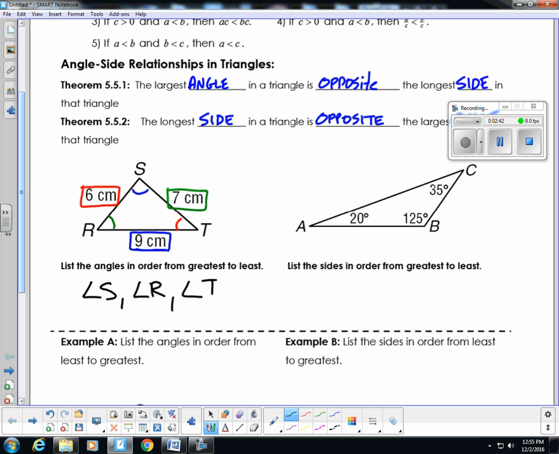Gets a little bit easier over here. Well, actually, we're going to list the sides. Sorry, I thought we were going to list the angles, least to greatest, but that'd be silly. Here we're going to list the sides in order from greatest to least. Your biggest angle is 125 degrees, so that means AC is my longest side. Then our next largest angle is the 35 degrees. That means AB is our next longest side. Angle A is our smallest angle. That means BC is our shortest side.